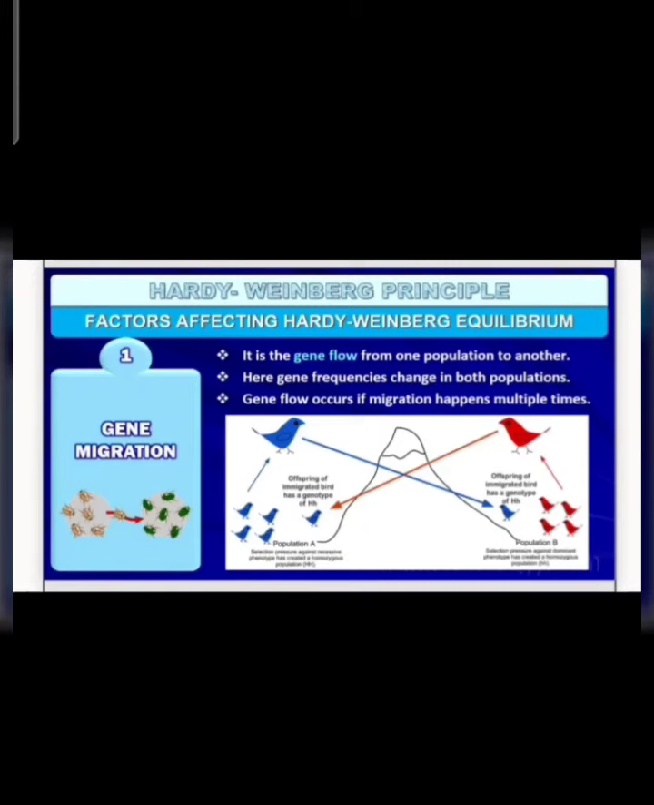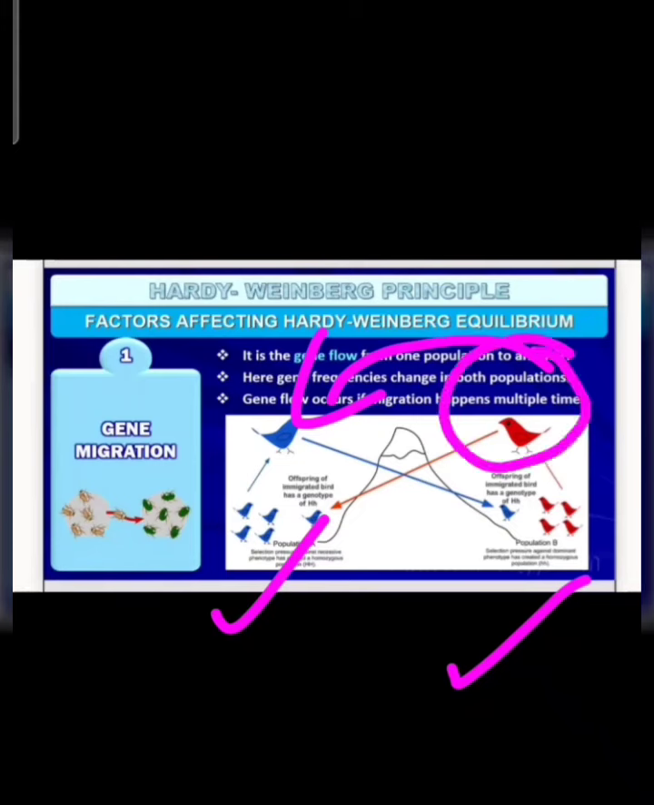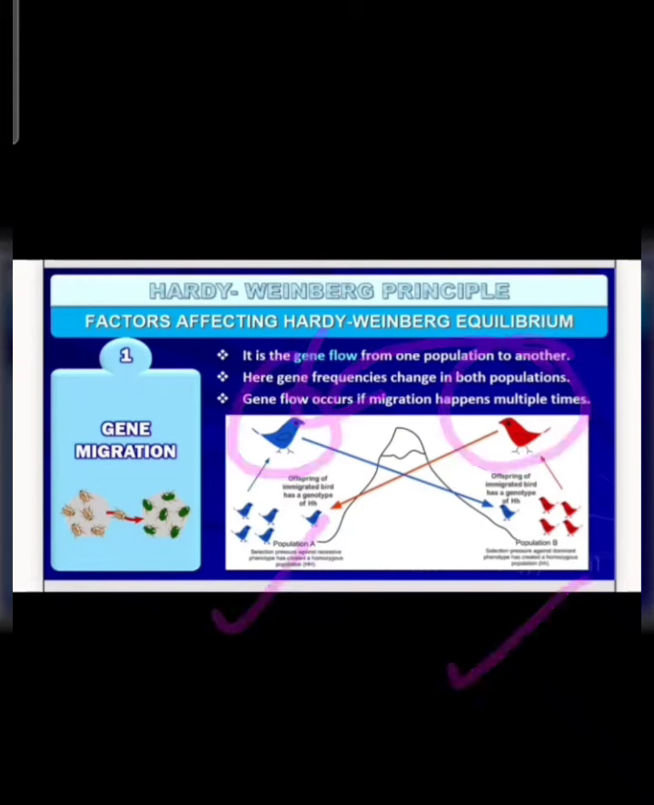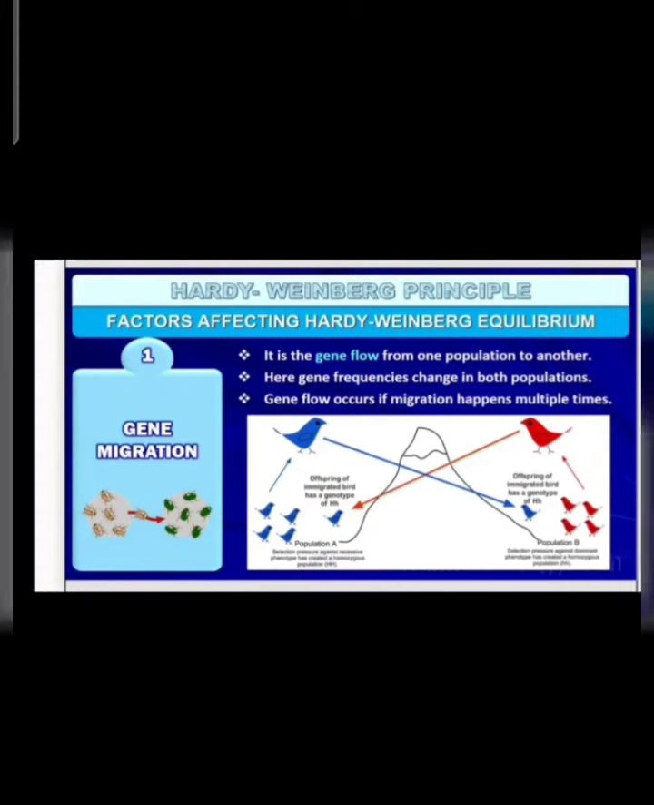From one population to another, there is no rule that organisms should not migrate. Organisms will migrate from one place to another, one population to another. If the organism is migrating, the genes are also migrating. So if there is crossing over, the genes are also migrating. This is called gene migration.